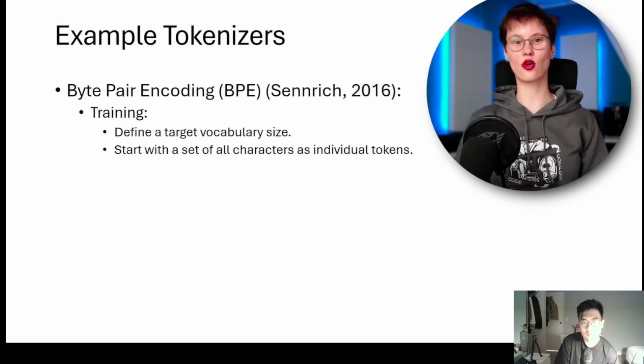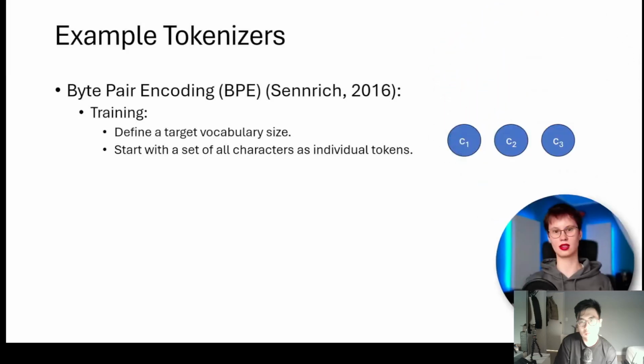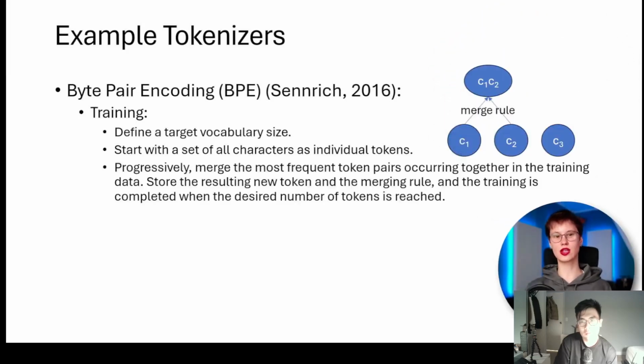And then we start with a set of all characters as individual tokens. And here, to be honest, it's not characters. In byte-pair encoding, it's bytes, so it's 0 to 255. And one can represent every character as a byte, or as multiple bytes. And then progressively, we merge the most frequent token pairs occurring together in the training data and store the resulting new token and the merging rule, and the training is completed when the desired number of tokens is reached.